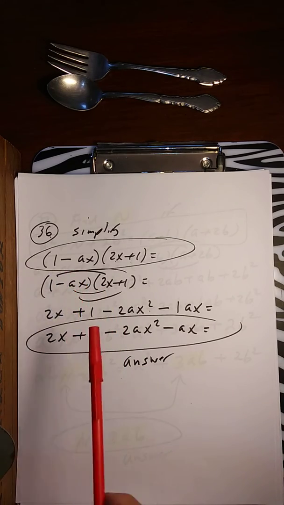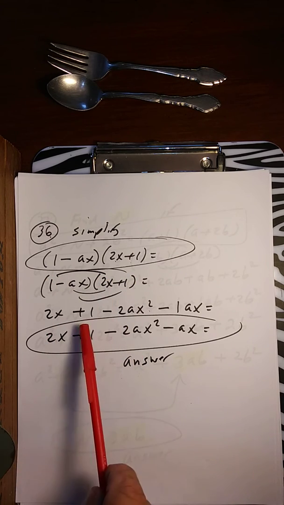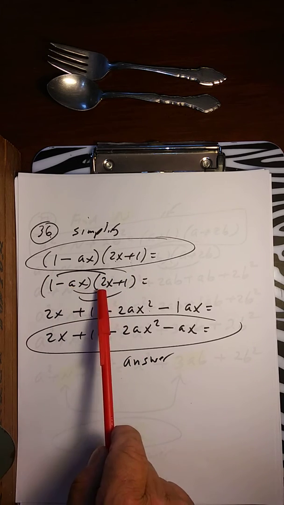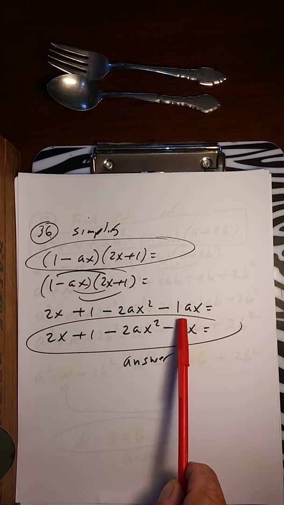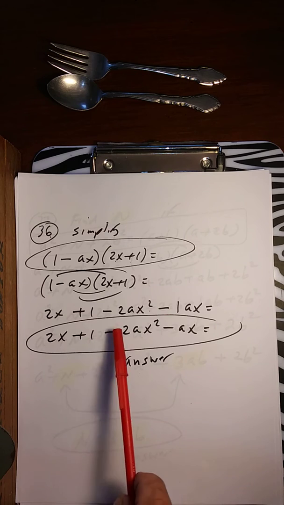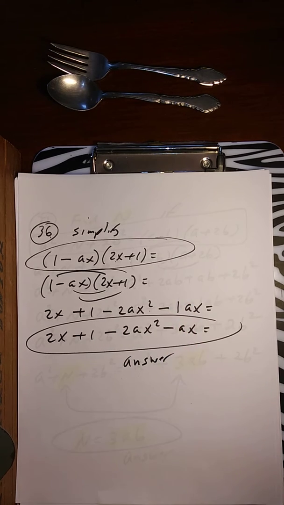So multiply this out. 1 times 2x is 2x. 1 times 1 is 1. Negative ax times 2x is negative 2ax², and negative ax times 1 is negative ax. So 2x + 1 − 2ax² − ax. You don't need the 1.